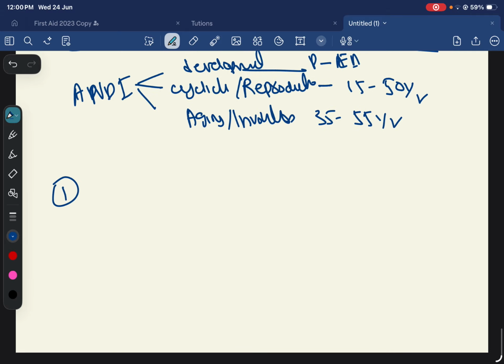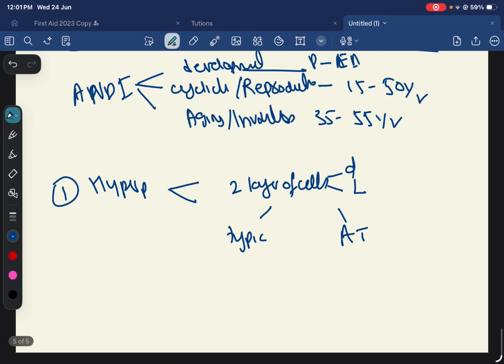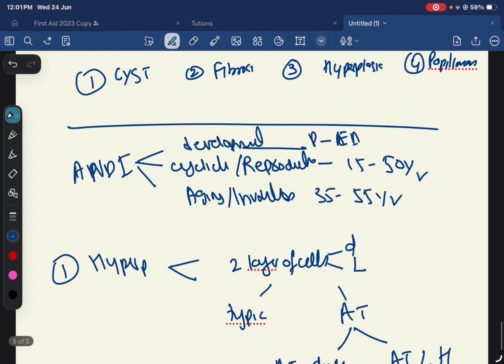If I'm going to be discussing the first one, that is hyperplasia. Hyperplasia basically leads to more than one layer of cells in the duct and the lobule. So there are going to be 2 layers of cells in the duct and in the lobule. Now these cells could be typical or atypical in nature. Atypical would be further defined into atypical ductal hyperplasia and atypical lobular hyperplasia. These could further lead on to cancers as well.